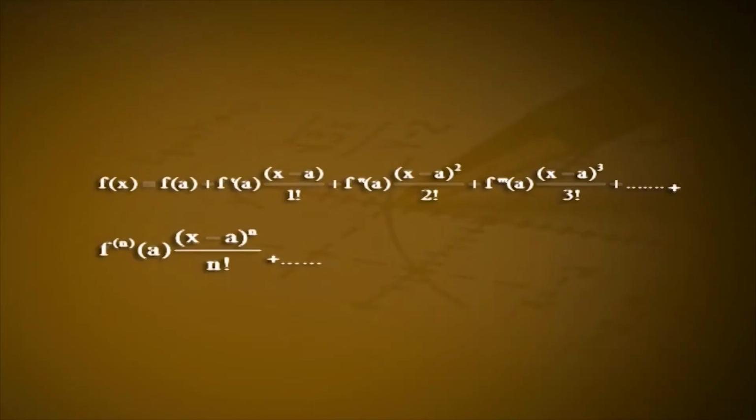f of x is equal to f of a plus f dash of a into x minus a by 1 factorial plus f double dash of a into x minus a all square by 2 factorial plus f triple dash of a into x minus a all cube by 3 factorial plus and so on, plus f raised to n of a into x minus a all raised to n by n factorial plus and so on.